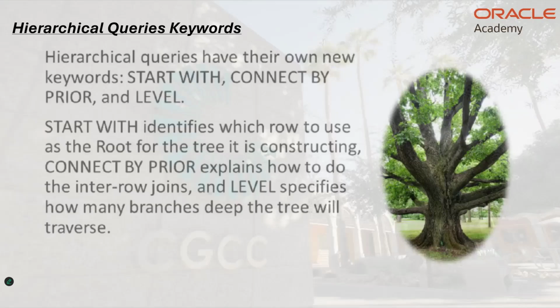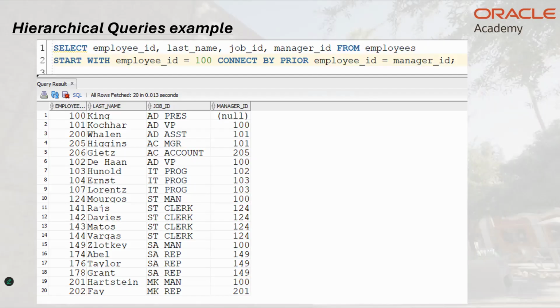Connect by prior explains how to do the inter-row joins. We'll see this once I identify an example. So take a look at this query carefully. Select employee ID, last name, job ID, manager ID from employees where employees start with employee ID 100. He's the base, King is the president. He's holding up the tree. Connect by prior employee. So you're connecting that employee to the manager. So you see King has no manager and so on down the hierarchy or up the tree, whichever way you want to look at it. So the start with and connect by prior sets up that hierarchy.